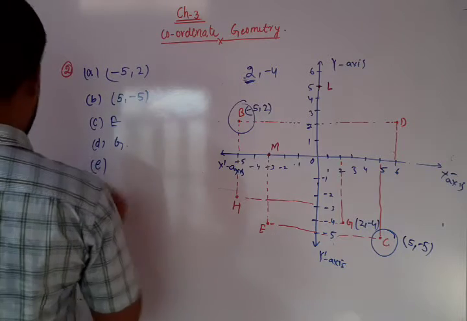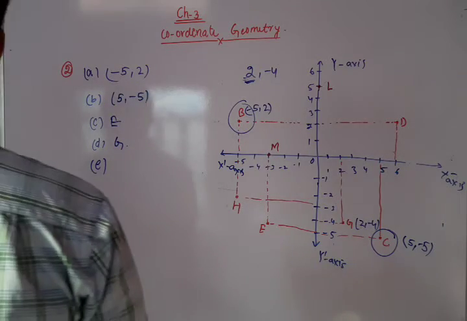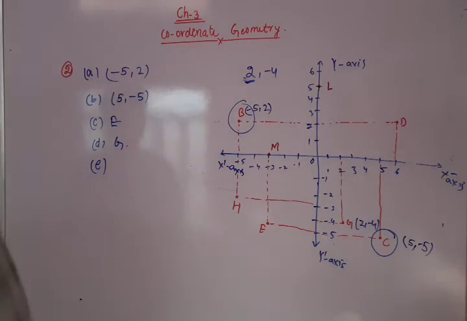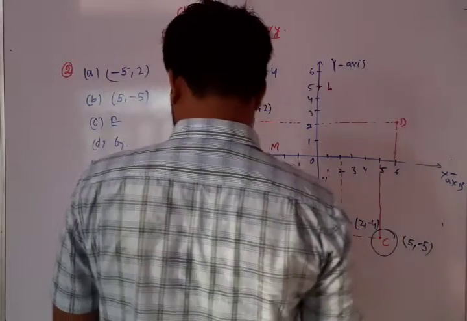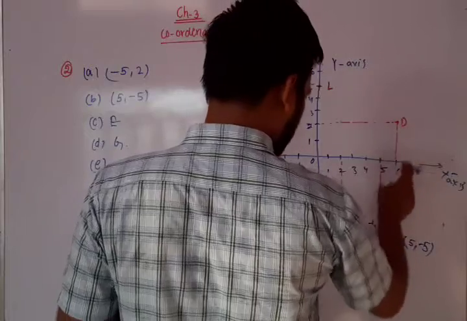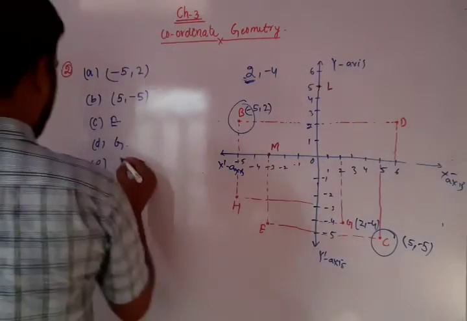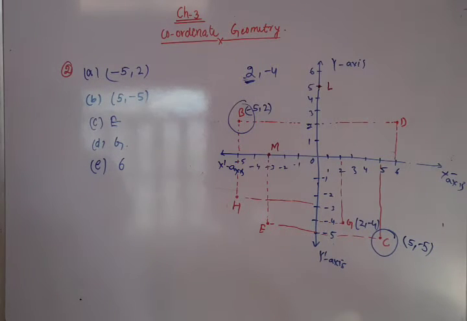Now moving to the next question. What is question number 5? Question number 5 is the abscissa of D. What is the abscissa of D? Where is D? The abscissa of D will be the x coordinate. So the x coordinate of D is 6. The abscissa of D is 6.